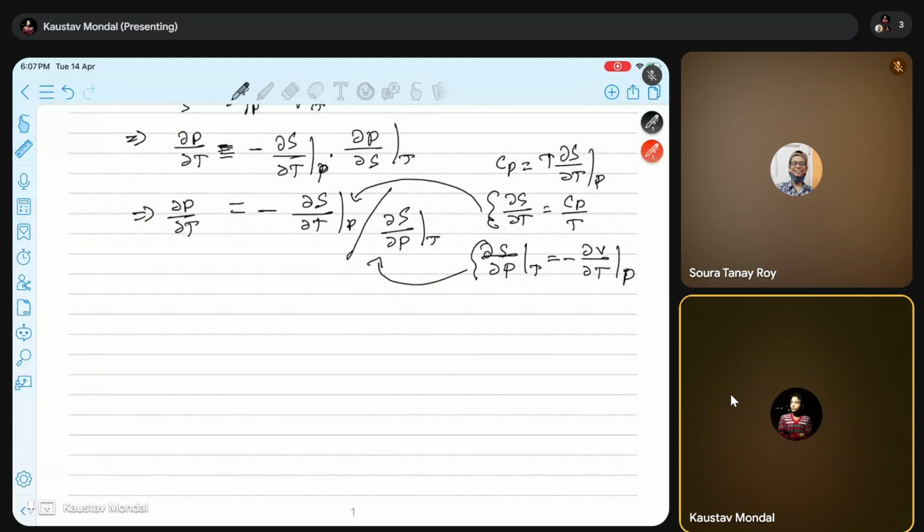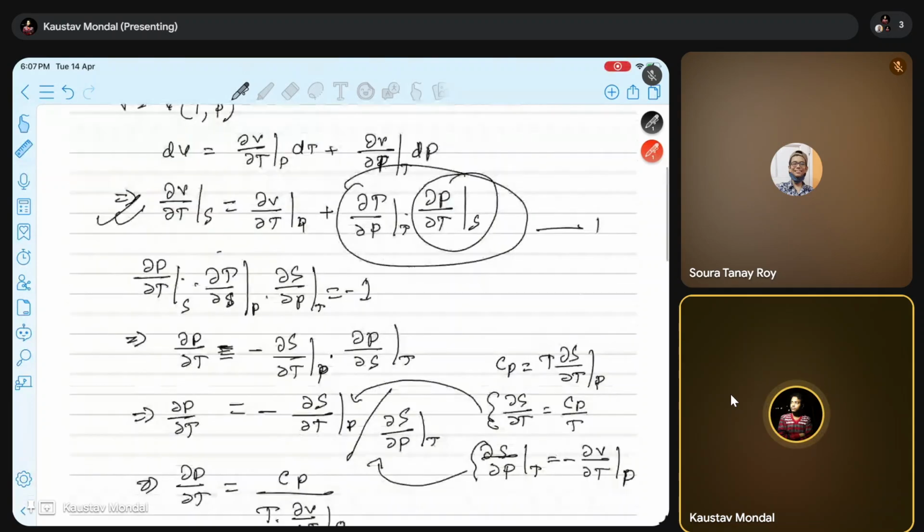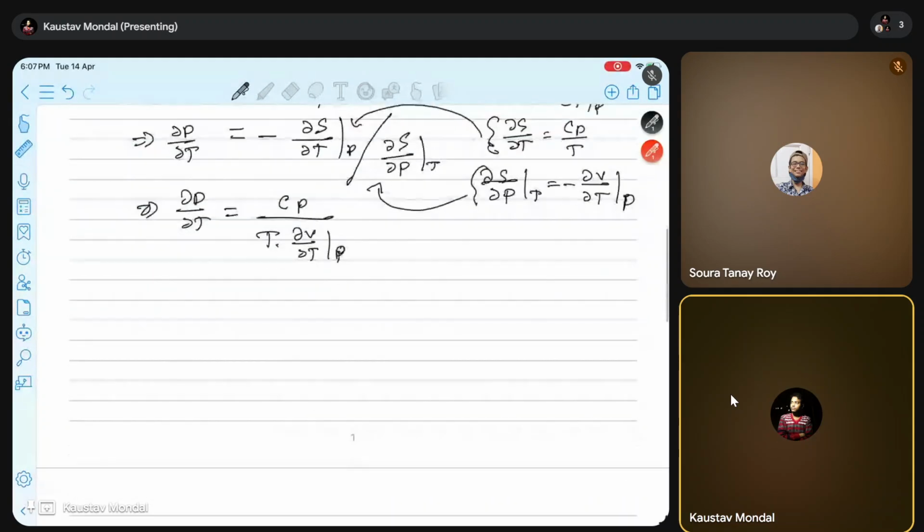So del P del T will become Cp by T into del V del T at constant P. There is a minus term, so minus minus will become plus. So let's name this equation 1 and this as equation 2.